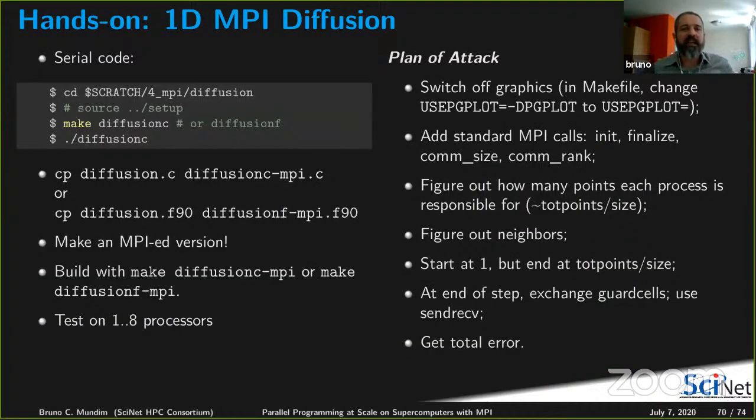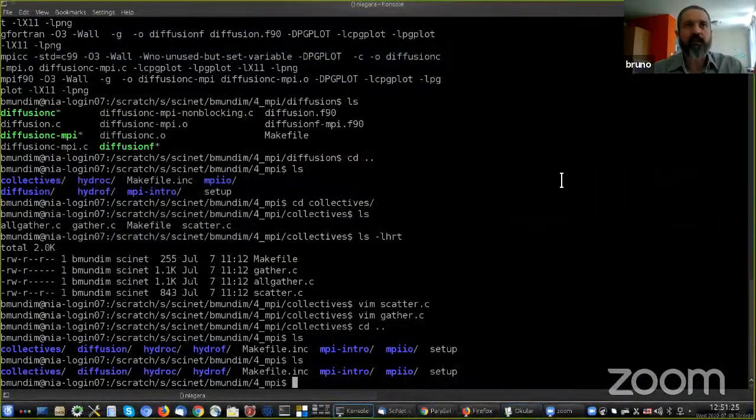So the problem that I ask you to do is to look at the diffusion equation, the diffusion serial code, and then you parallelize that. You're basically going to do a domain decomposition of the domain, of course, and then figure out where each domain starts and ends, right? And exchange the guard cells between the domains as you evolve and do the computation. I'm going to go over the diffusion code quickly so you are more familiar with that.